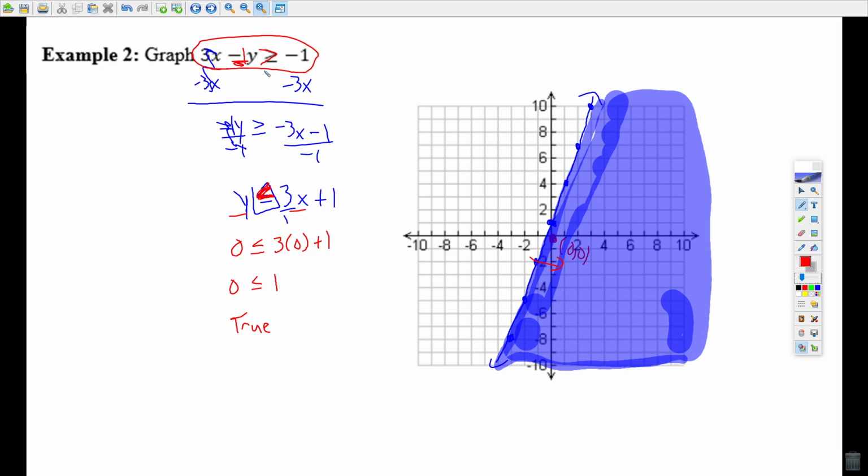If you can figure out which direction the sign is going to be, if you have a less than sign, it goes below the line. If it ends up being greater than when y is by itself, you can shade above. So you don't have to do the test point every time if you understand the shortcut. If you don't, just do the test point.